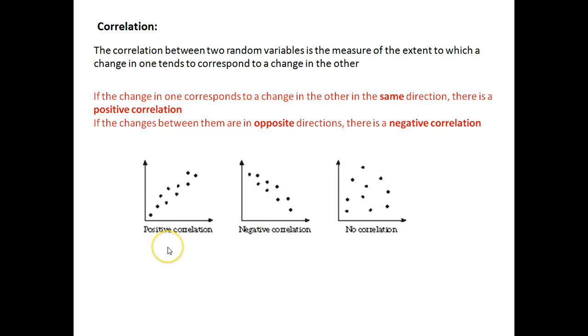There's an example of a positive correlation: as one increases, so does the other one. A negative correlation: as one increases, the other decreases, so we're getting a negative gradient. And then an example of no correlation here.